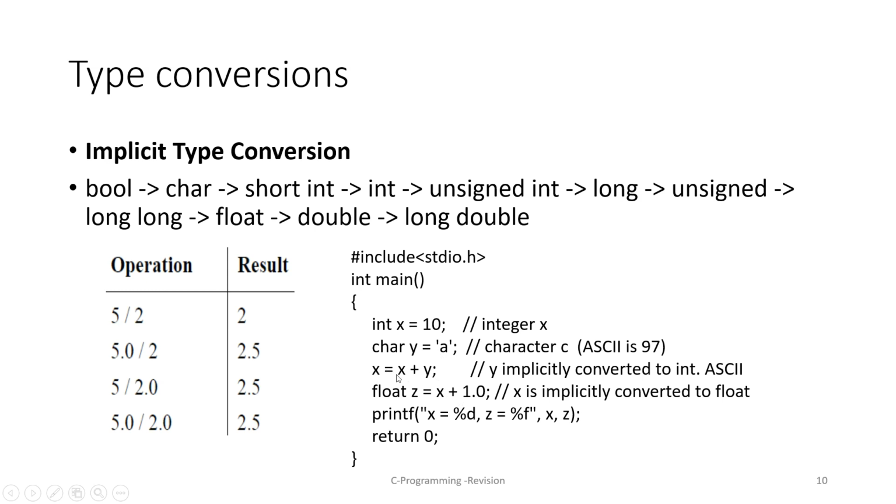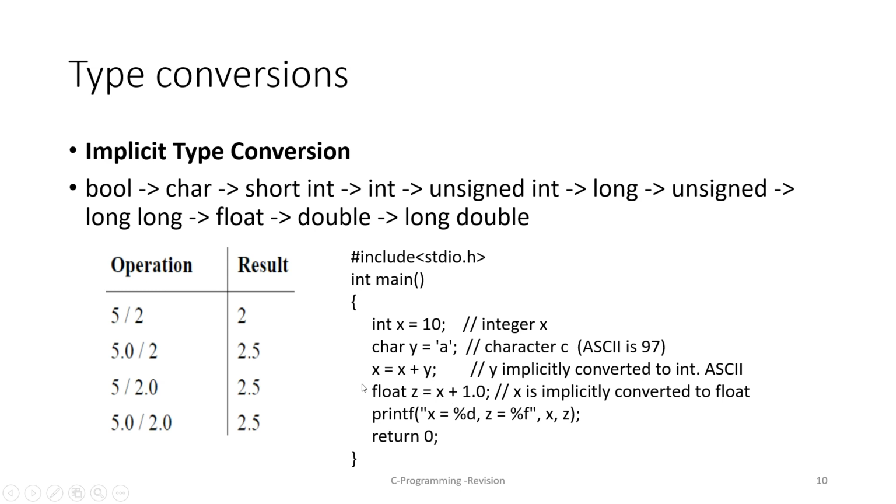Now what I'm doing, I'm adding x plus the ASCII value. If my ASCII value is 97, 10 plus 97. This x is integer, y is character. Integer is higher than character. Integer x is higher than y. So implicitly the type is converted to integer. So the 10 and 97, the final value 107, is in the form of integer.